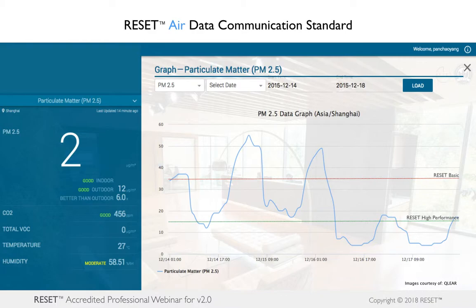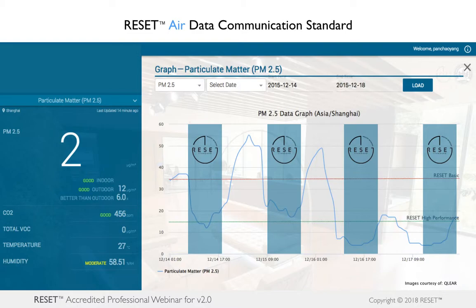So this is an example of what monitoring data looks like when it's collected and reported. And you can see here that we've got these sort of peaks and valleys that are indicative of monitoring. This is showing the reset baseline and then the high performance target line. And again, this happens to be measuring PM 2.5, but this interface is dependent upon the data provider that you're using.